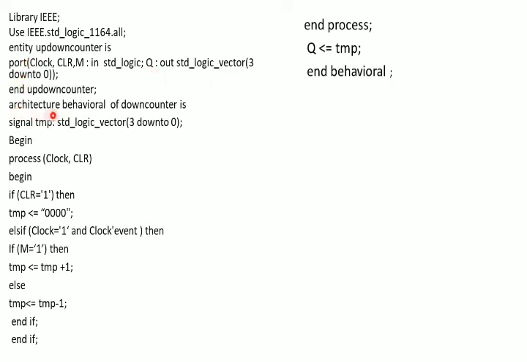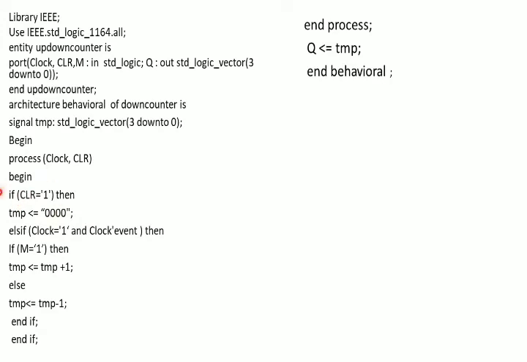Now let us define its architecture. Behavior of up down counter is, here we'll define a signal temp, which is a standard logic vector 3 down to 0, that will temporarily store the data. Let's initialize it using the begin statement, and we'll write process clock, clear. In the first statement we'll write if clear equals 1, then temp will be 0 0 0 0. That will be our initial condition. From that, either we go on up counting or we move on to down counting.